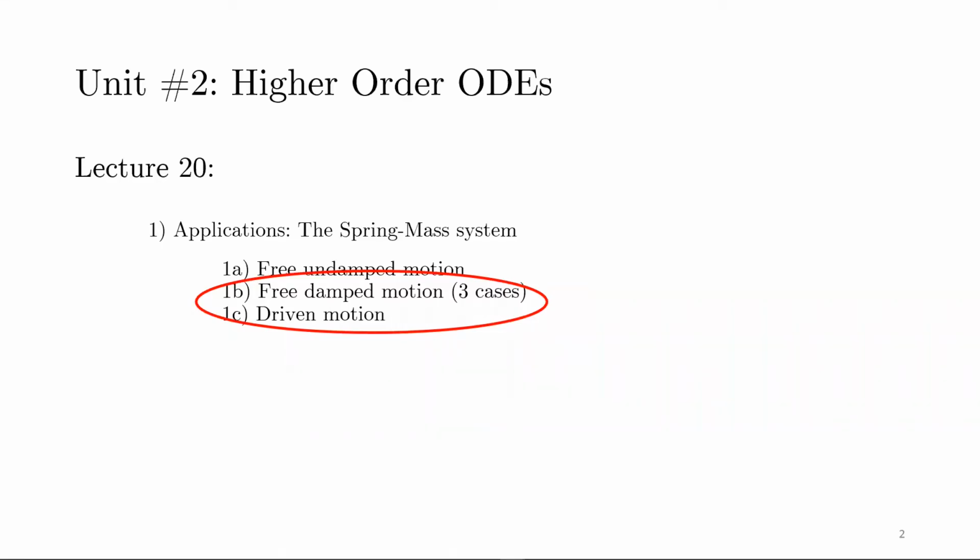Welcome to lecture 20. So last time we looked at the spring mass system. We looked at case 1a, the free undamped motion. Today we're going to be making our way through the two other cases, so free damped motion, which also has three subcases associated with it, and then driven motion. Okay, so we'll go through these, and then I think in the next lecture, lecture 21, we'll go through an example, both hand-derived and also using MATLAB or Octave.